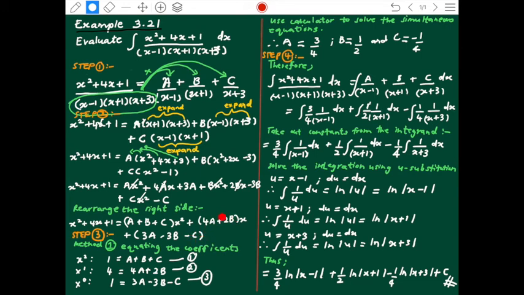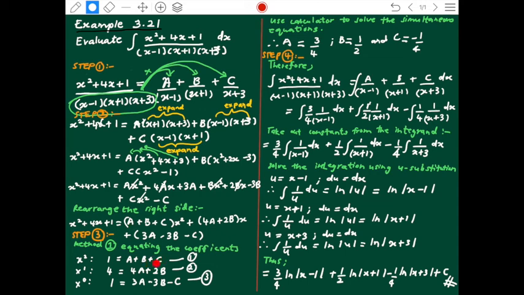Okay, once you have rearranged the right side, it's up to you to use method 1 or method 2, but as for me, my favorite method is method 1, which is equating the coefficients between the left side and the right side. So for example, on the left side, we have x squared. The coefficient for the x squared is 1.